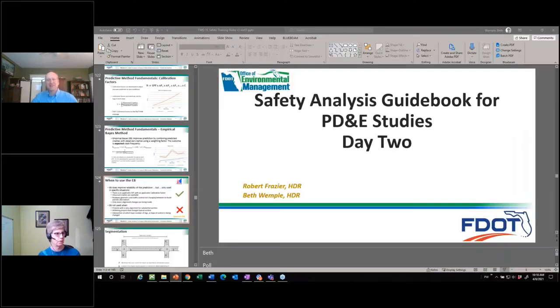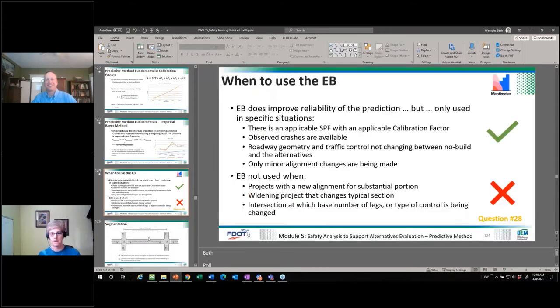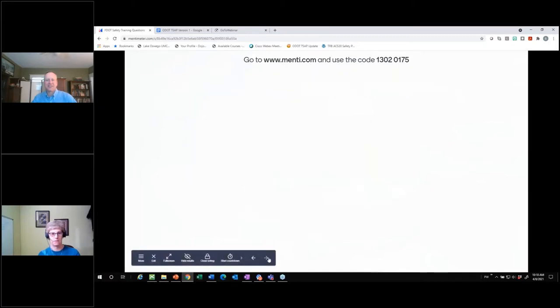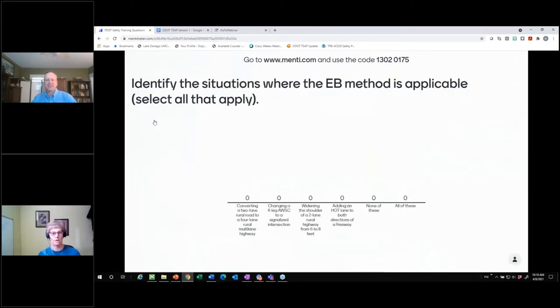Select all methods that apply. So identify the situations where the EB is applicable.